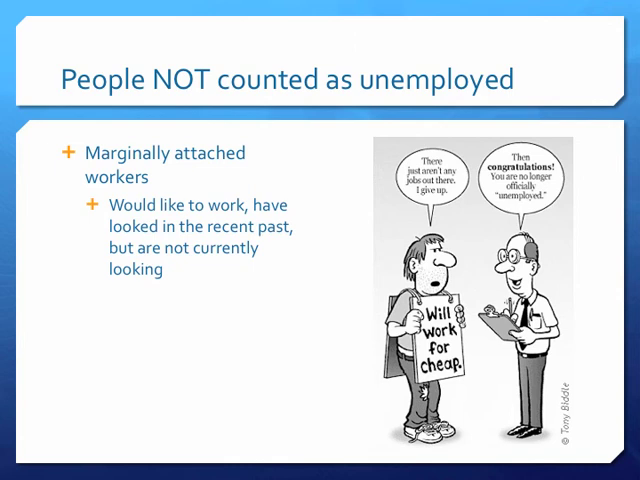A very similar group is marginally attached workers. These are workers who would like to work, have looked in the recent past, but have currently given up. So it's very similar to discouraged workers. There isn't a huge distinction between the two. Probably the best distinction is the amount of time that's passed since they've given up. Marginally attached workers probably just gave up, and they could be nudged to start looking again, but at the moment they're not looking. So they aren't counted as unemployed either.